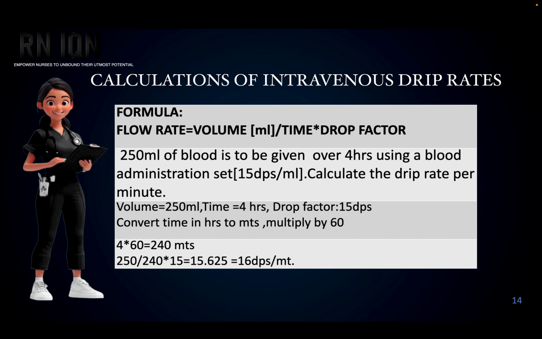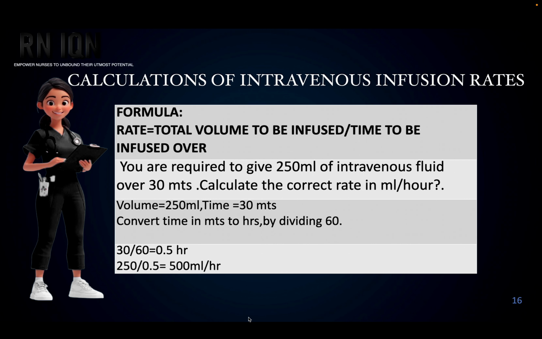So you converted from hours to minutes by using this formula. Then you can apply the formula: total volume is 250 ml divided by time 240 minutes, multiplied by drop factor 15. Then you will get 15.625, so the drip rate per minute is 16 drops per minute. Clear? Let's see how to calculate the infusion rate in ml per hour.